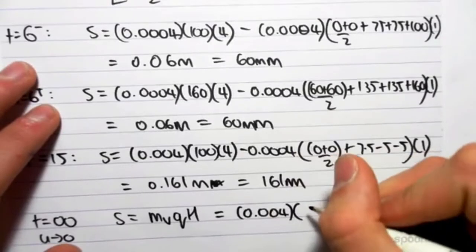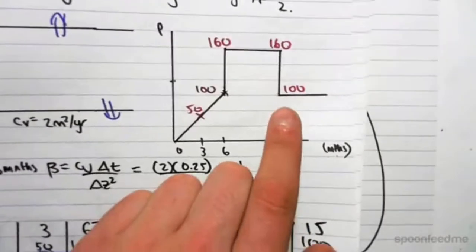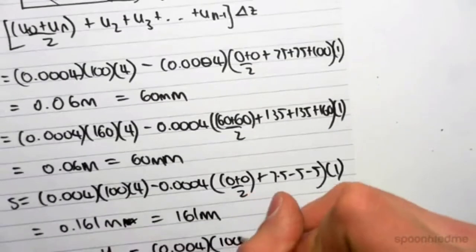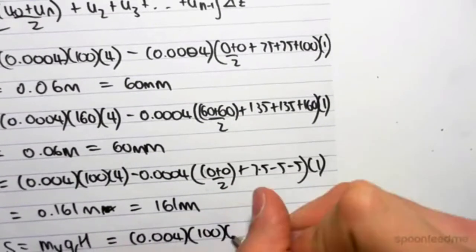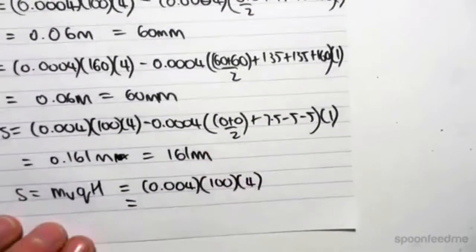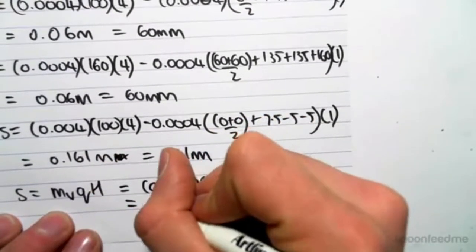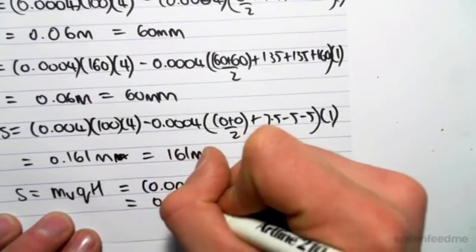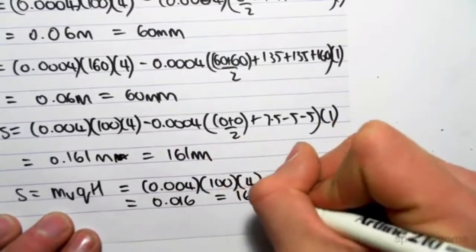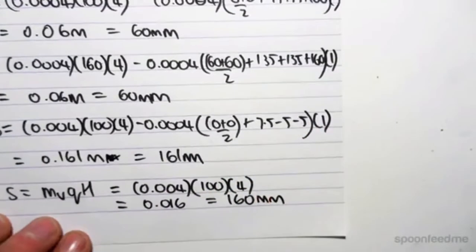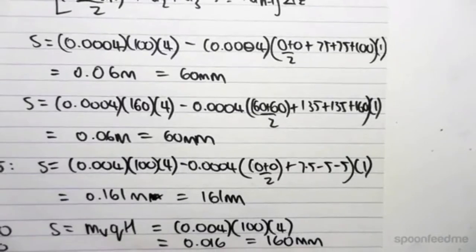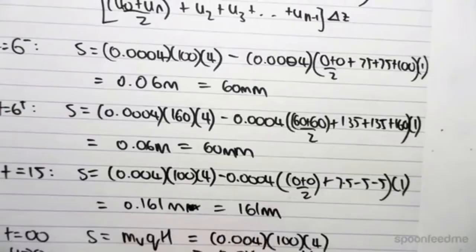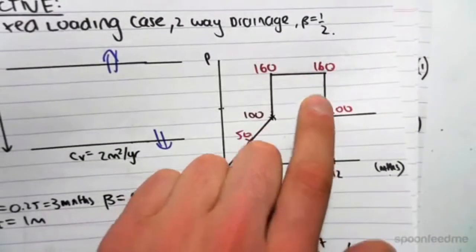Which means that our final settlement will be 0.0004 times q. So the applied stress at time infinity, this load is sustained for the rest of its life at 100 kPa. So that would be 100 times by h, which is the layer thickness, which is 4 meters. We would get an answer of 0.016 meters, which equals 160 millimeters. Okay, don't be freaked out that the final settlement is less than the settlement at time equals 15. This is because it might still be recovering from this abrupt load increase.